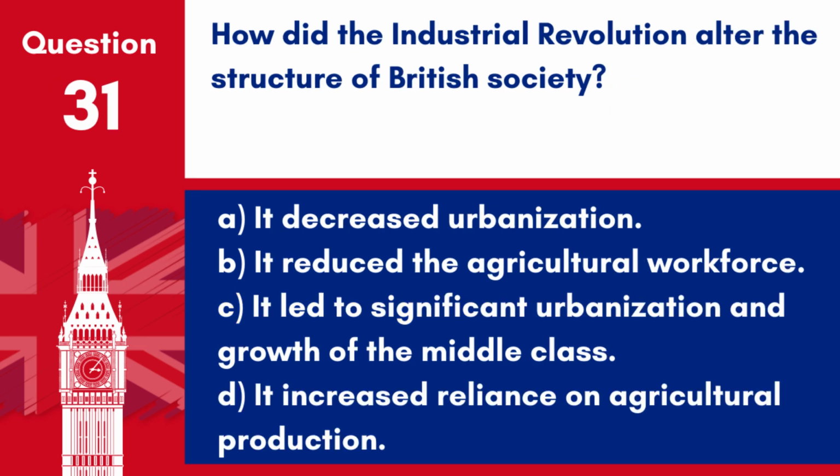Question 31. How did the Industrial Revolution alter the structure of British society? A. It decreased urbanization. B. It reduced the agricultural workforce. C. It led to significant urbanization and growth of the middle class. D. It increased reliance on agricultural production. Answer C. It led to significant urbanization and growth of the middle class. The Industrial Revolution resulted in massive changes in society, including a shift from rural to urban living and the emergence of a new middle class.